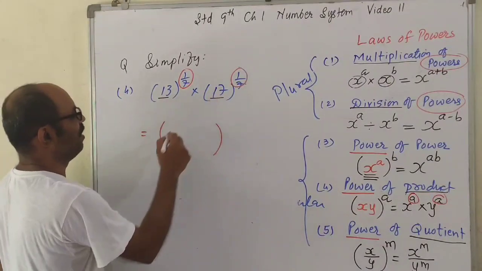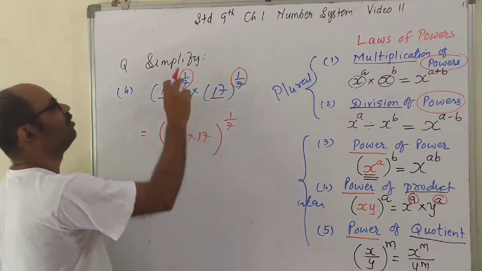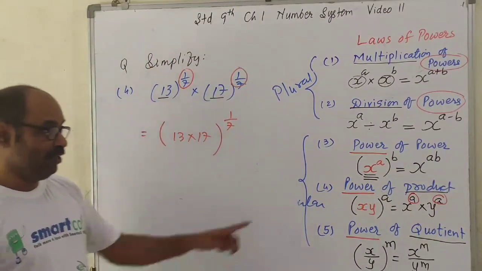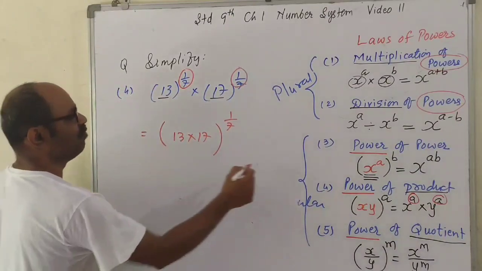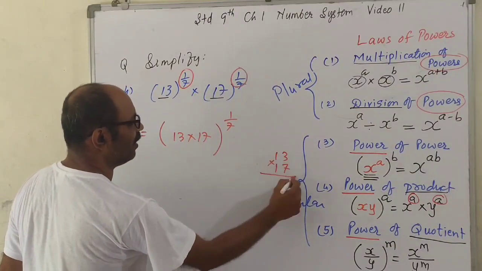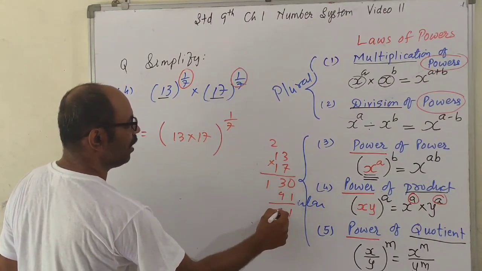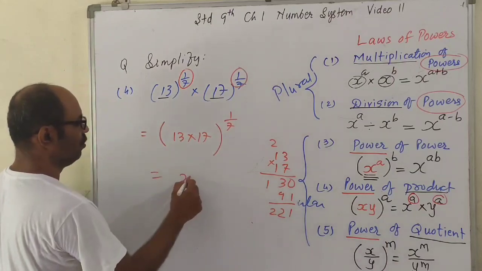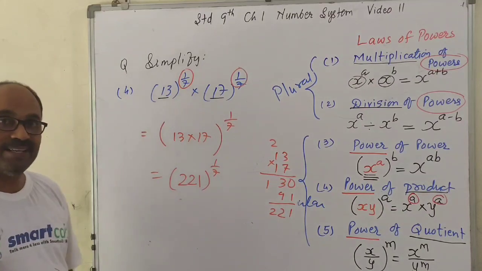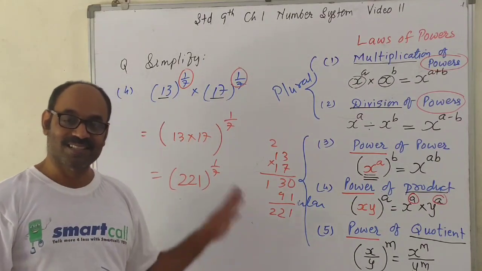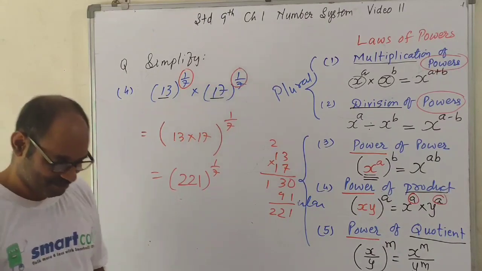Bracket में product of the base is 13 into 17, और ये just one time common. जो common है वो one time. So we use this law, but not directly, the converse. But now you multiply. What is 13 into 17? 221. So this is 221 raised to 1 upon 7. After that you can't do anything. Okay, so this is the simplification. Got it, children? Sure? Fine.